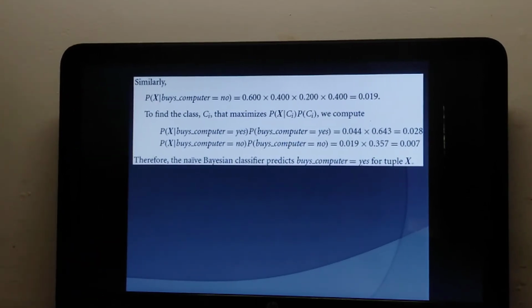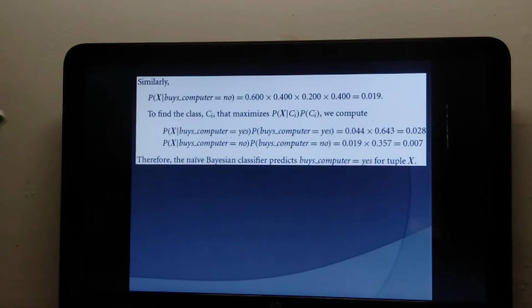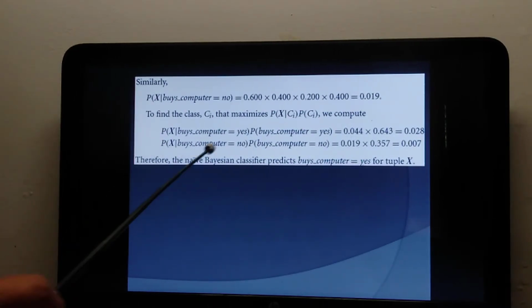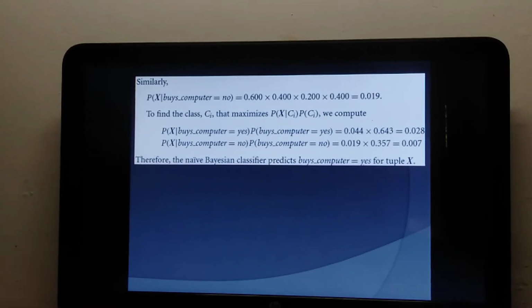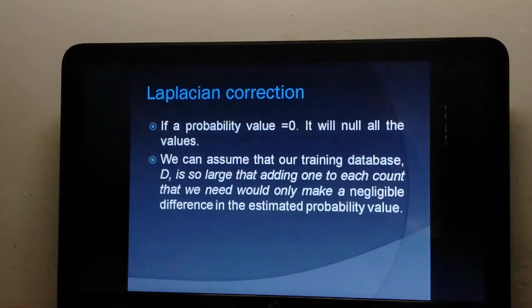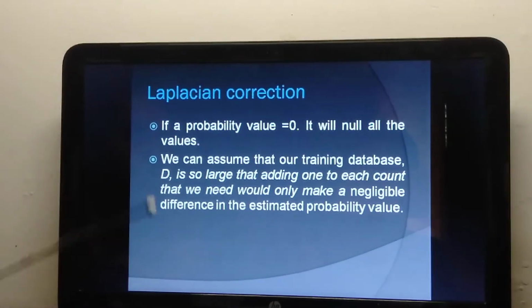This is how we do classification using naive Bayes classifier. It's very simple. You need to know your formulas correctly and just do simple mathematics. It is multiplication and division mathematics. Okay, now there's one more thing that we need to do before we conclude.